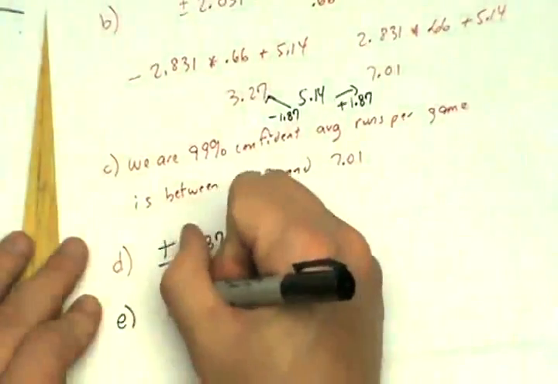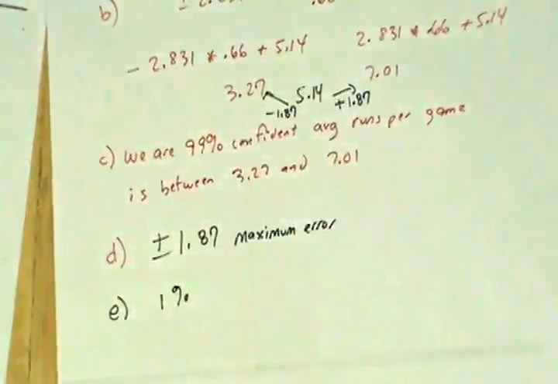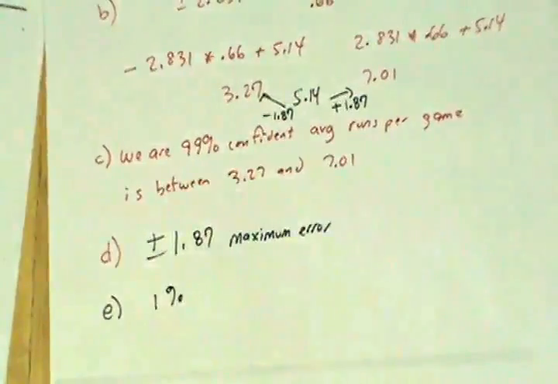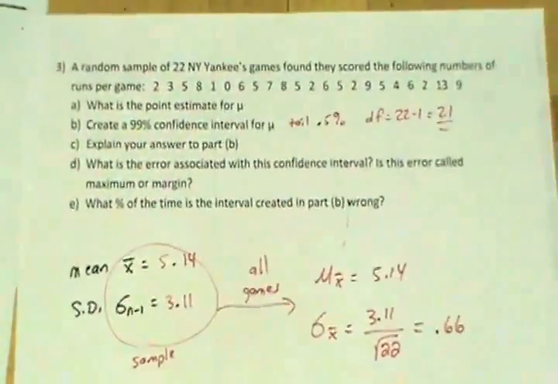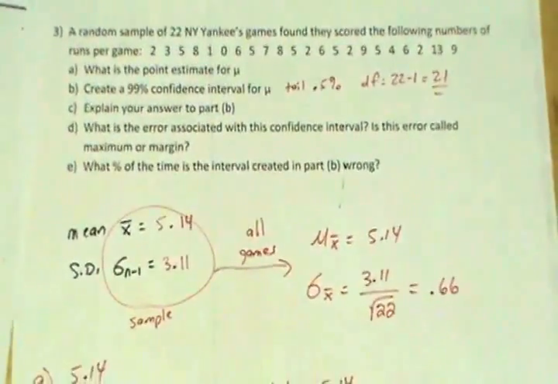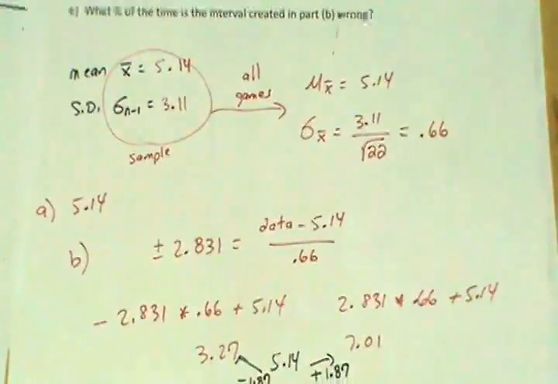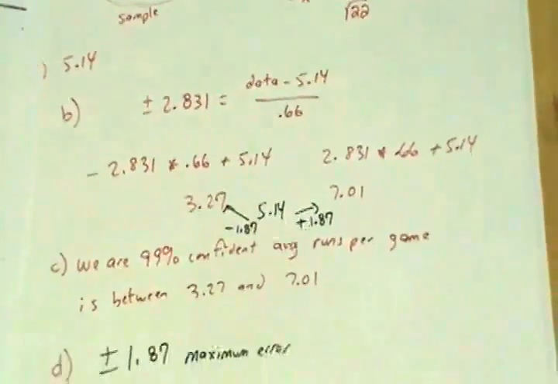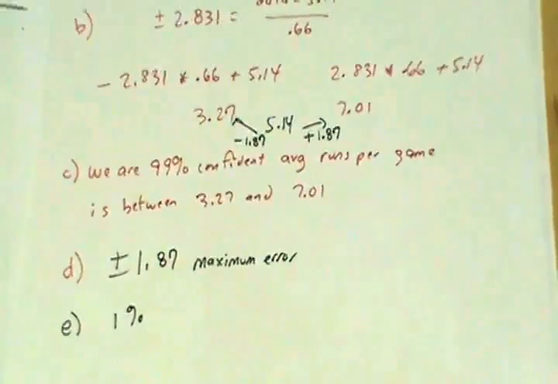And then E, 1% of the time it's going to be wrong because we're 99% confident. So we did pretty good. The last two lessons we're talking about confidence intervals. We want to create an area around the average so that we're a little bit more confident where the population mean is going to lie. So for this particular one, that was the question with the Yankee games. And we did the work. They turned out to be pretty nice. Okay, and there's all the answers right there.